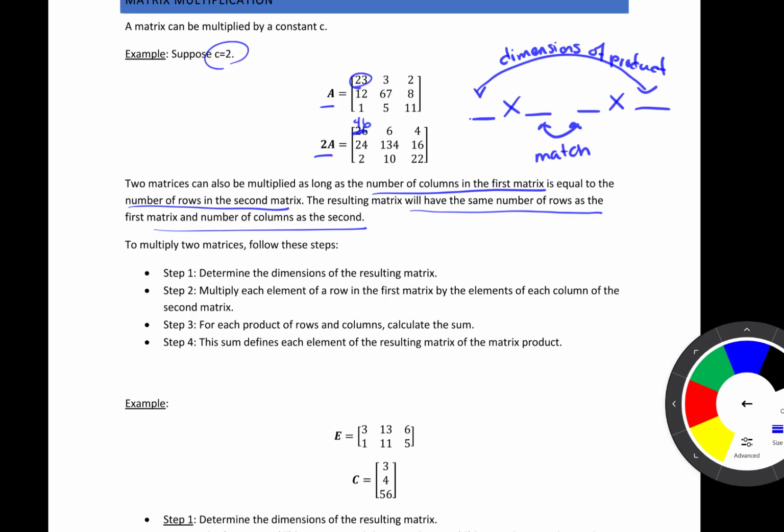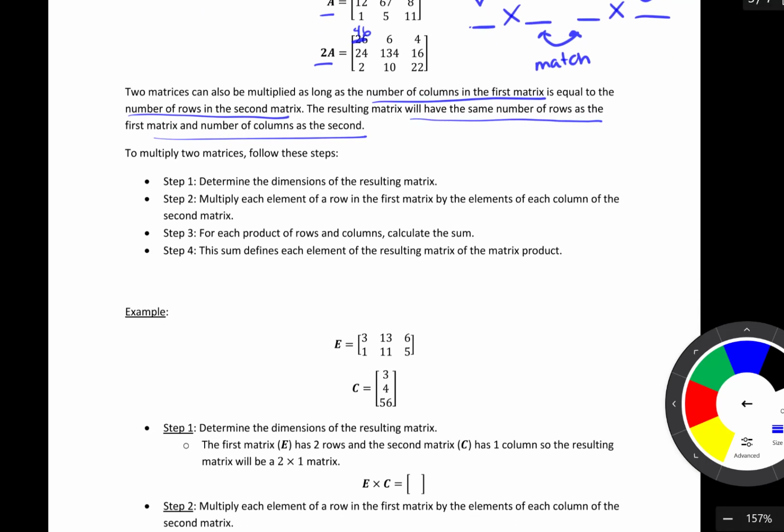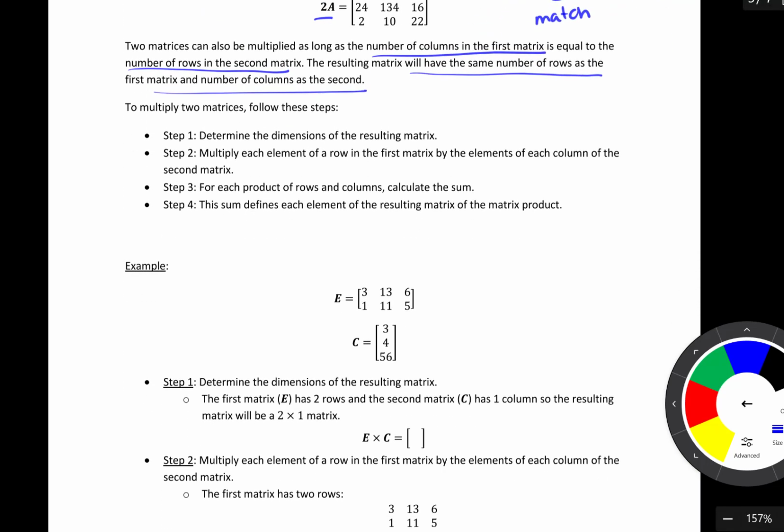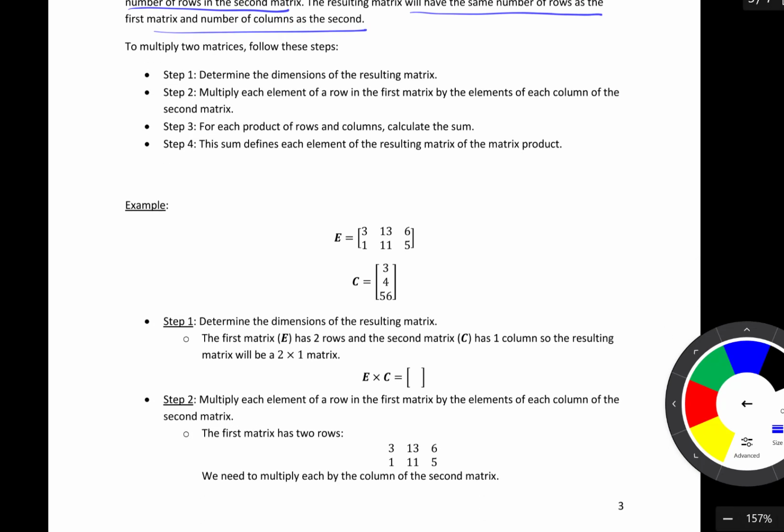Alright, so we have some steps here to help us multiply two matrices together. The first one is to determine the dimensions of the resulting matrix. Then what we do is we multiply each element of a row in the first by the elements of the column in the second. For each product of rows and columns, we calculate the sum, and then that sum defines each element of the resulting matrix. So this sounds like a lot, but after you do a couple of these, it's not too bad. So let's look at an example here.